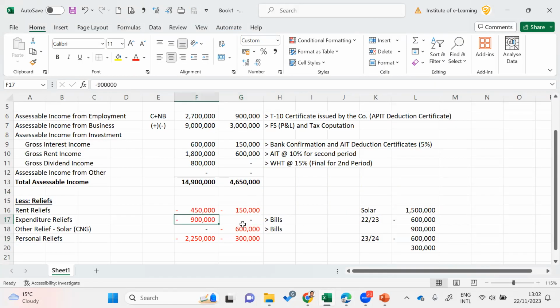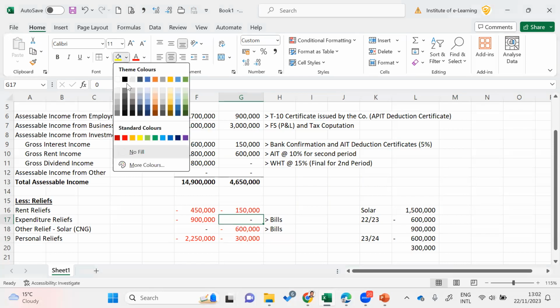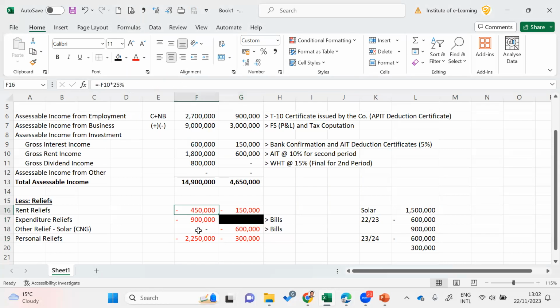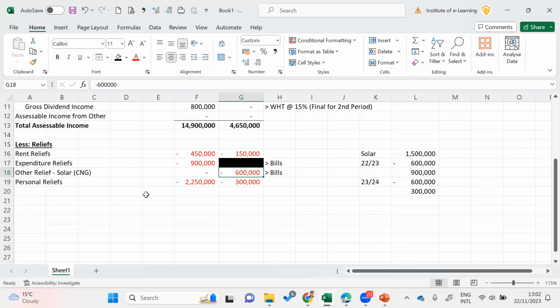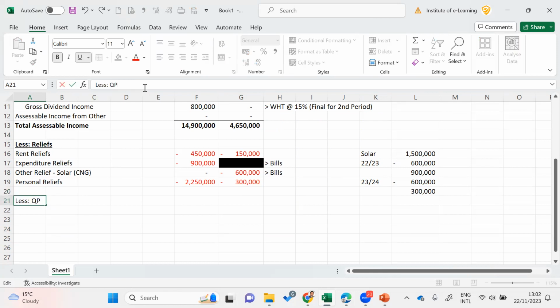Then expenditure relief for the second period: you will not be entitled to expenditure relief. Solar relief you can claim in either period, it's up to you. So all the reliefs have been considered here. After that, we can deduct qualifying payments. I'm going to give you this in singular.